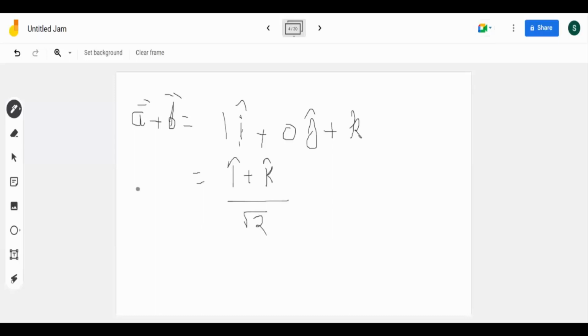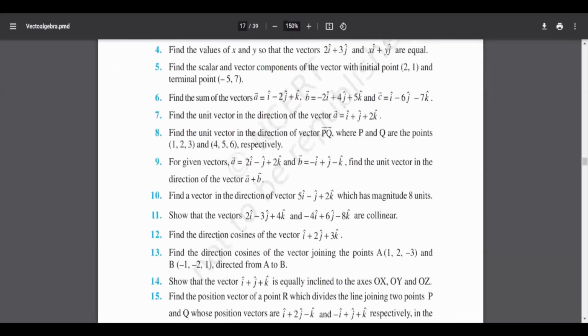That is the magnitude. So a plus b cap will be i plus k divided by root 2. This is a very simple question. First we need to find out the vector, then its unit vector. All are kind of the same.